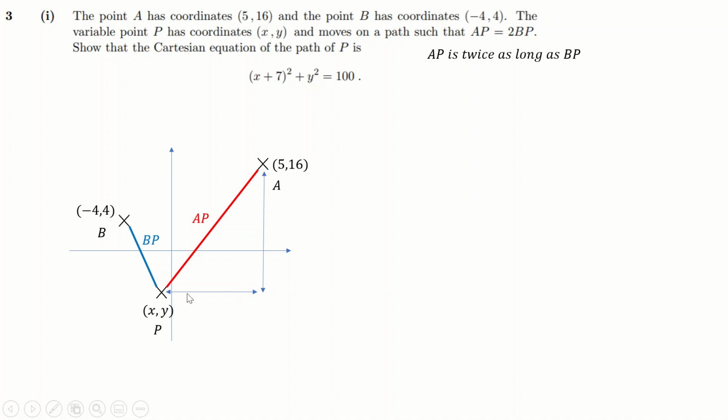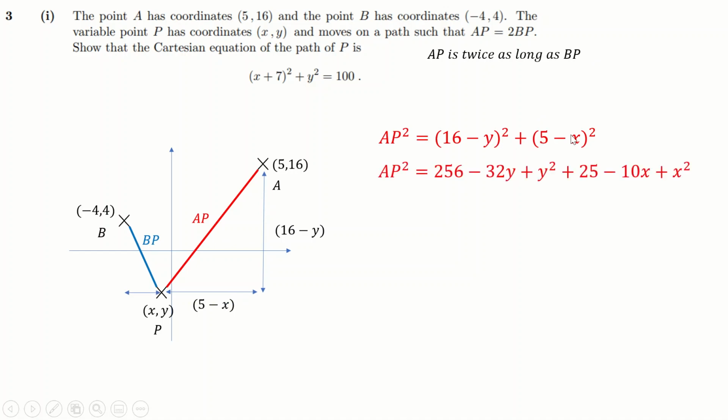So we've got some distance here. I think we know that this distance here is 16 minus y. If I start up there, 16 minus y is that distance. This distance, again, I need to start here, is 5 minus x. And therefore AP squared is (16 minus y) squared plus (5 minus x) squared. And I can expand that and sort it out. Don't forget to use positives here when you've got two negatives and you're expanding. You can put that together and you get that. So I think that's the distance AP squared.